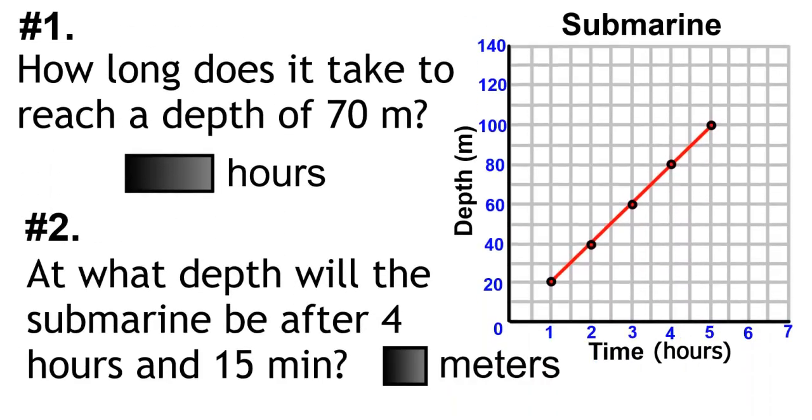Number 1. How long does it take to reach a depth of 70 meters? Our depth will be on our vertical axis and our time will be on our horizontal axis. Go to 70 meters on the depth. Go straight to the right until you hit the line that connects our data. Plot a point. Go perpendicular and straight down until you hit the time in hours. This will be approximately 3.5 hours.